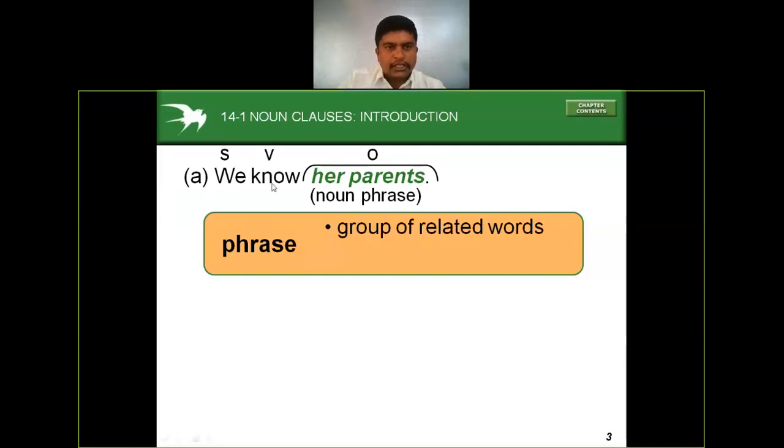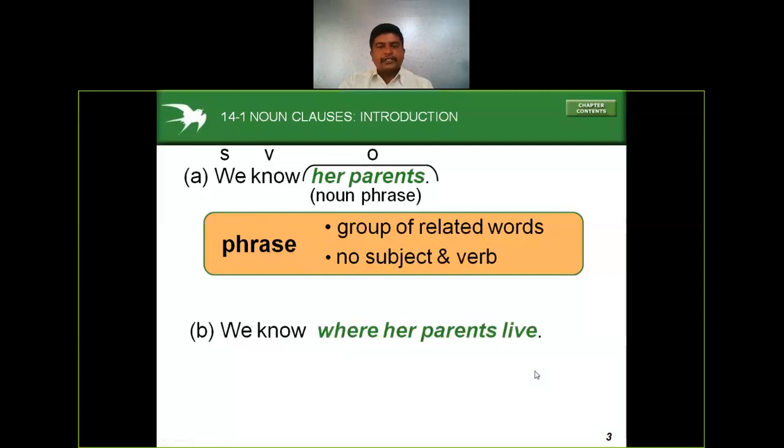We, which is one of the words. Her, which is one of the words. And parents, which is one of the words. These are all known as a group of words. What kind of words are these? These are related words. Related to what? Let us see. Related to noun. It doesn't consist of a subject and verb. Her parents, look at the green colored words here, they don't have a subject, only this part, the encircled words, and verb. This is known as a phrase.